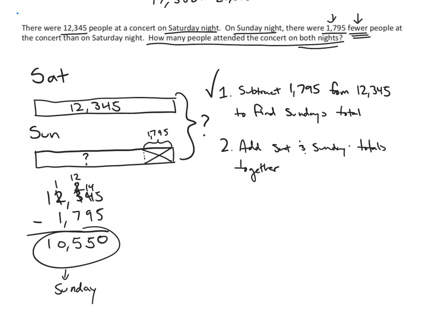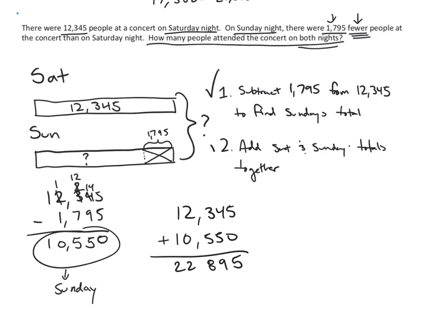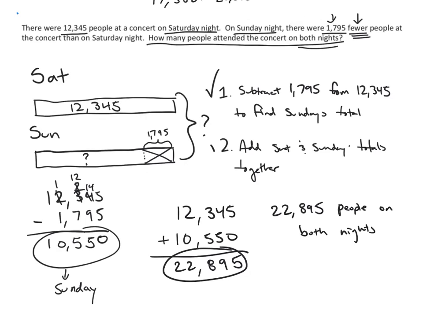So now that I know the Sunday total, I need to move on to my second step, which is to add Saturday and Sunday together. I'm going to use the standard algorithm to solve this problem pretty quickly here. And I get a total answer of 22,895 people on both nights. So I'm going to circle my answer here.